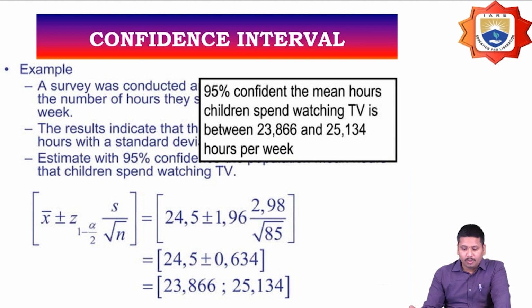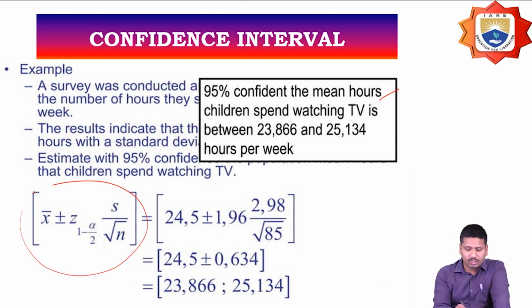So take an example where a survey is conducted. Here, with 95% confidence, the mean time our children spend watching TV is between this and this many hours per week. So how can we calculate the confidence interval? We substitute those values into this equation so that we can obtain the lower and upper limit values.